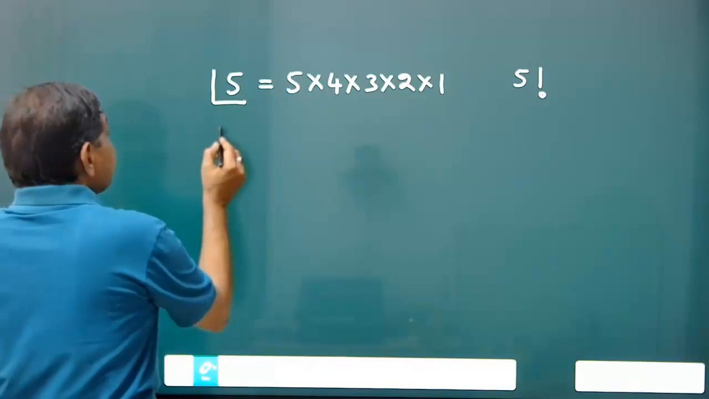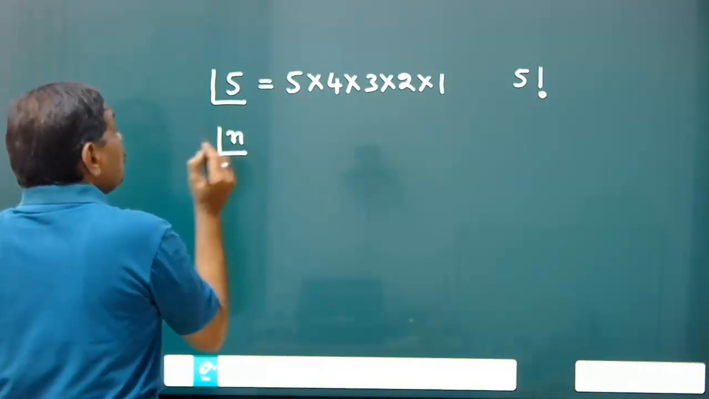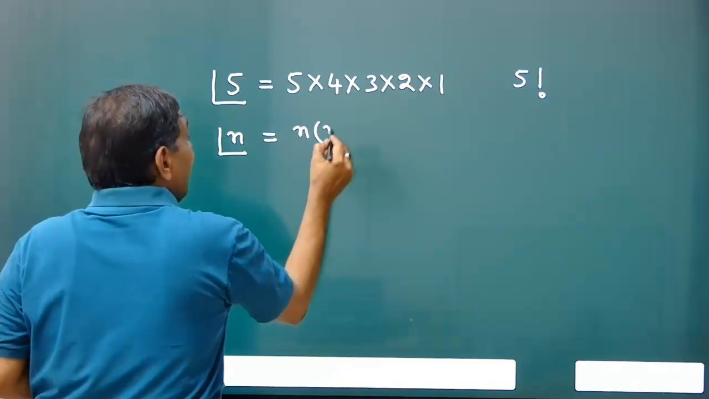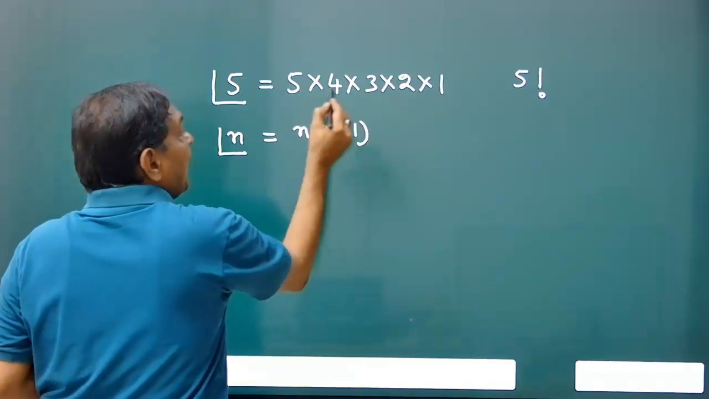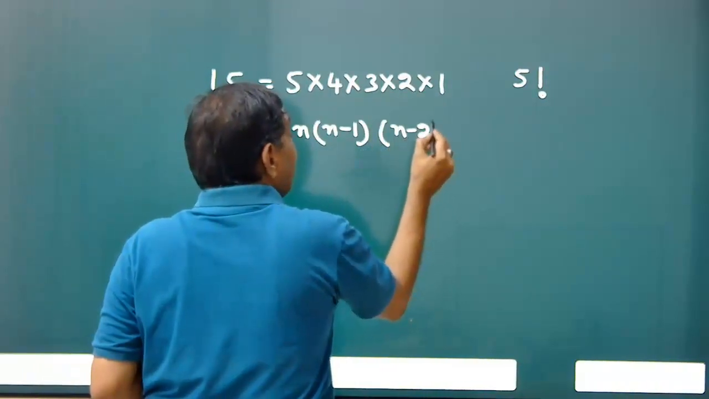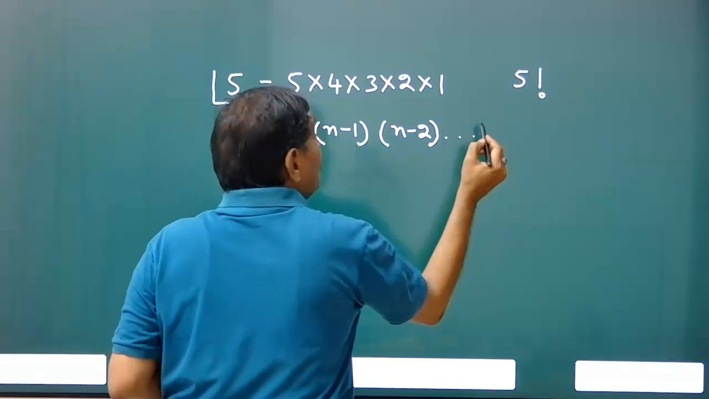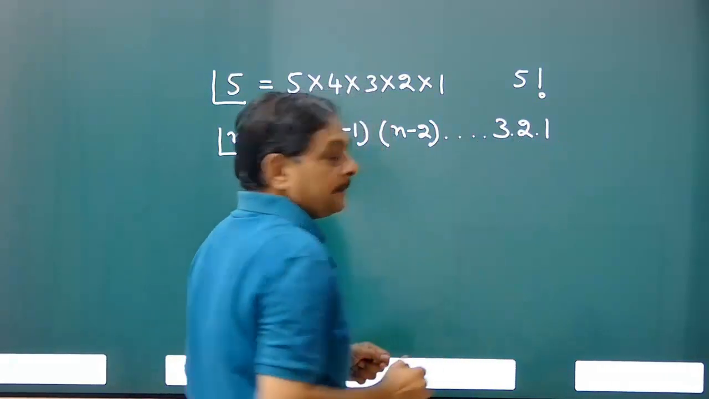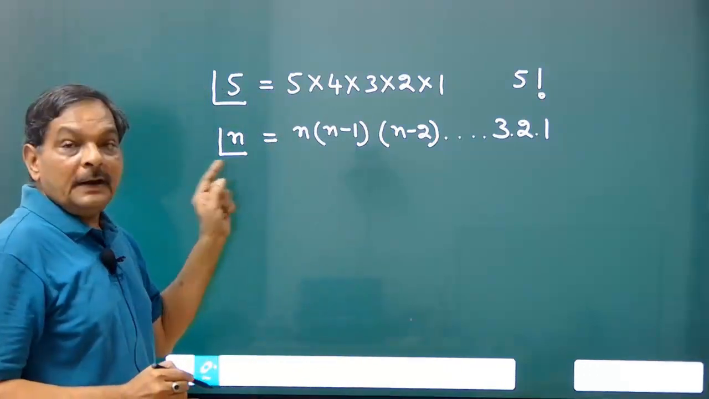Now with this, if I am to write factorial n, then that means n into n minus 1, because here I have subtracted 1, then n minus 2, and so on up to 3 into 2 into 1. This is the meaning of factorial n.